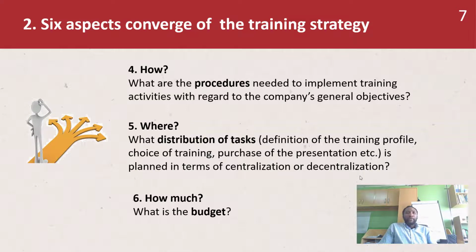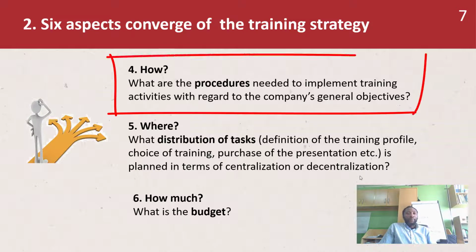The fourth aspect of the training strategy is the how. What are the procedures needed to implement training activities with regard to the company's general objectives? How is a system for managing skills control, in particular by identifying relevant quality standards, for example, ISO 9001.